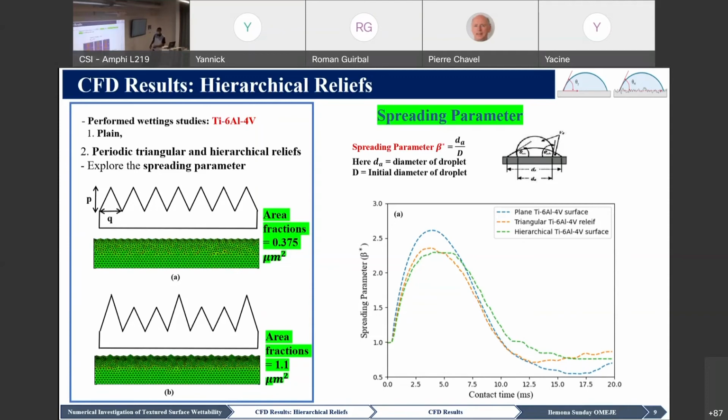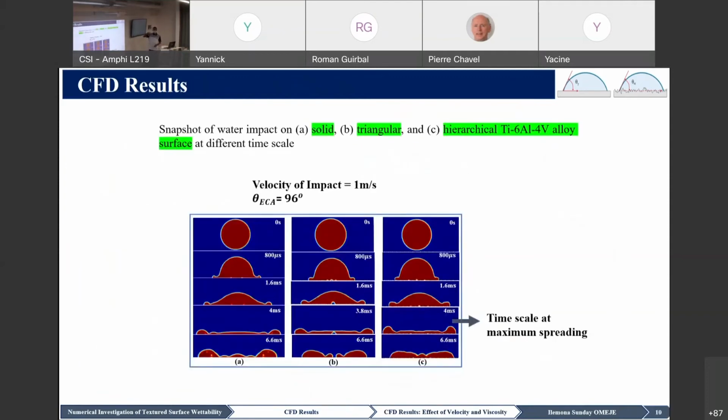And then we further moved on to take the snapshots of the droplets at each time scale in order to further understand these dynamics. And what we understand from the three surfaces at the maximum spreading is for the plain titanium surface, the time scale was 4 milliseconds. When a relief was introduced, we have a time scale of 3.8, and for the hierarchical relief, the time was 4 milliseconds. We can actually see that yes, when roughness was introduced, the material holds the liquid.